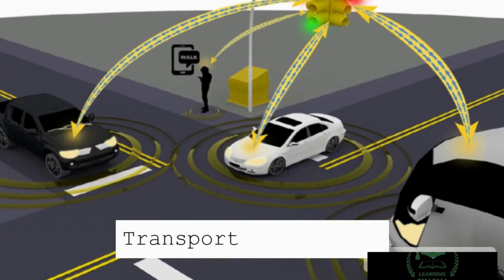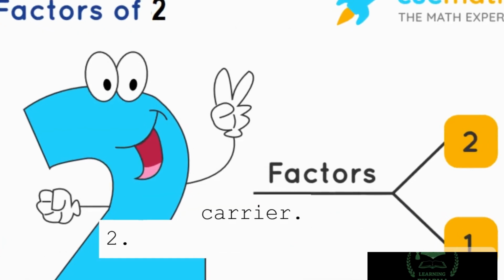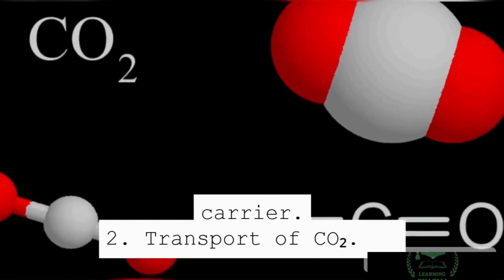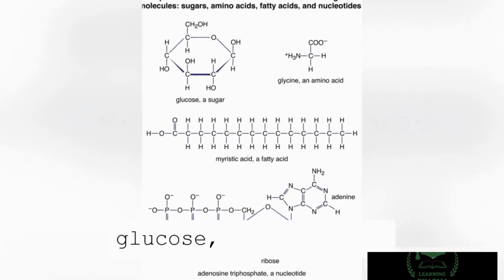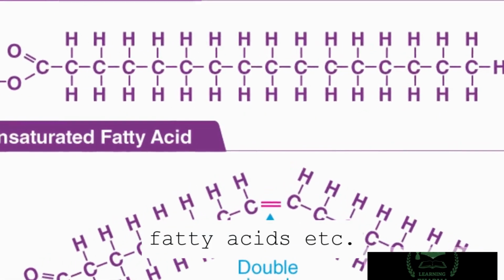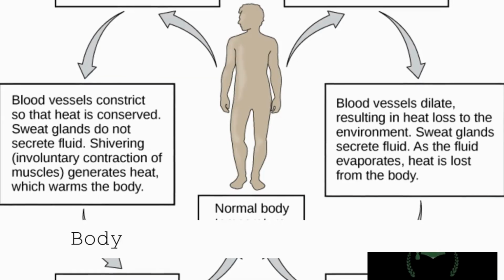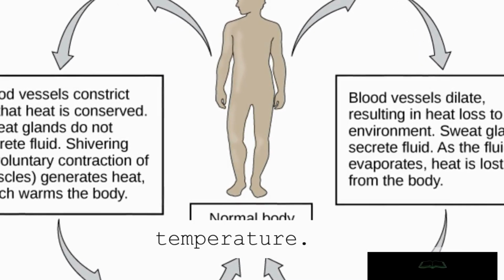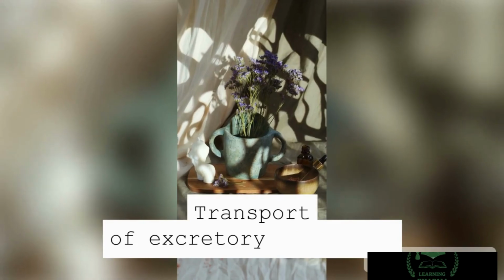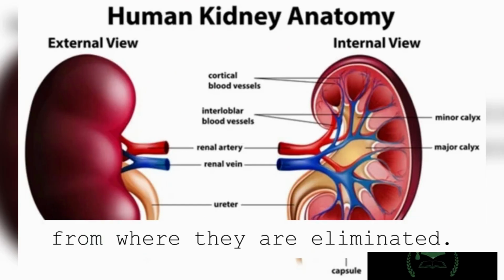1. Transport of oxygen. Hemoglobin, a red pigment, acts as an oxygen carrier. 2. Transport of CO2. 3. Transport of nutrients. Digested food materials like glucose, amino acids, fatty acids etc. are carried by blood to various organs of the body. 4. Body temperature regulation. Due to its flow throughout the body, it regulates the body temperature. 5. Transport of excretory products. Nitrogenous wastes like ammonia, urea etc. are transported to the kidneys from where they are eliminated.